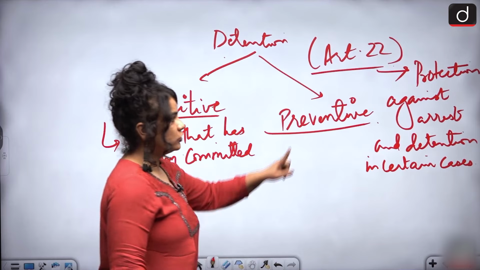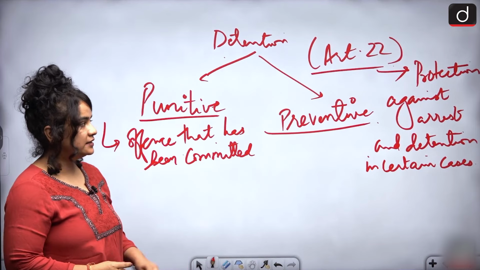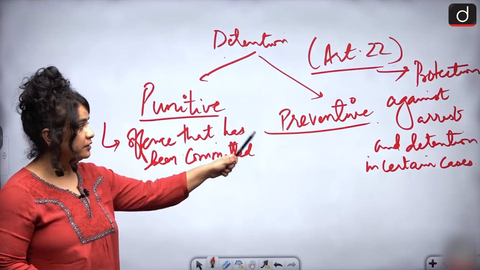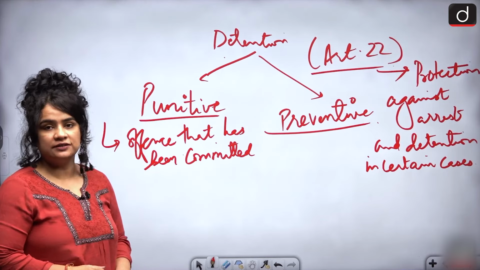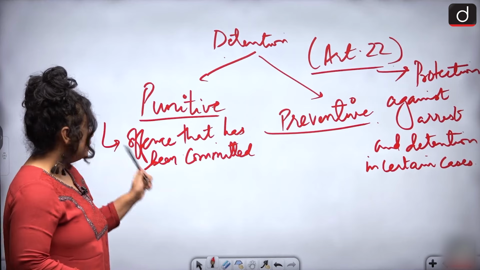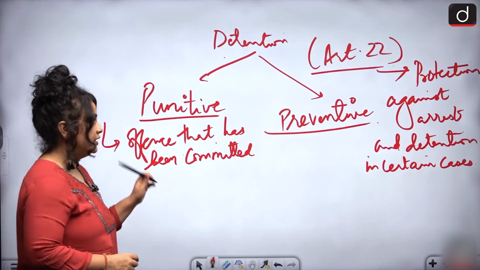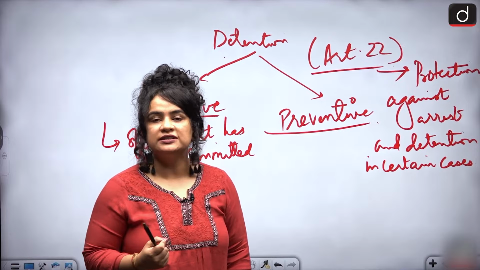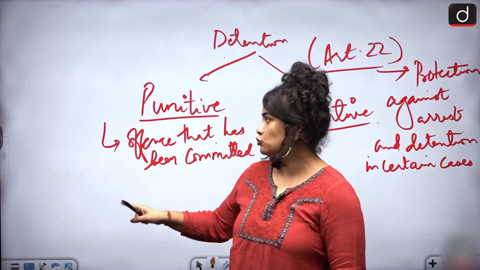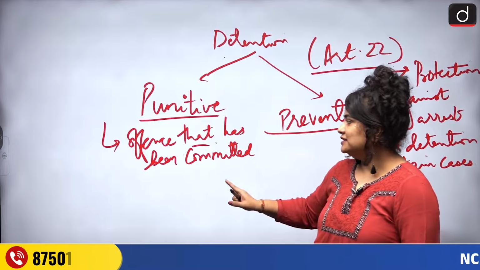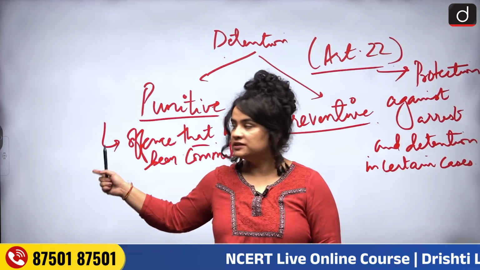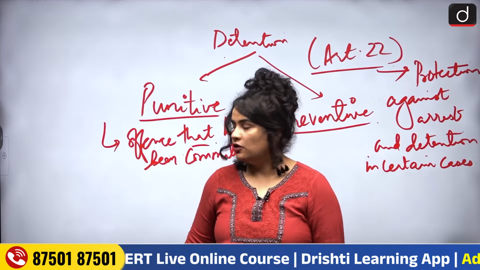Article 22 talks about protection against arrest and detention in certain cases, and we are talking about 2 types of detention, punitive as well as preventive. When we talk about punitive, we are talking about punishment, detention as a punishment, as you can derive from the word punitive, all right? An offense that has already been committed. If you're arrested for that, then that becomes a punitive measure, a punishment, all right?